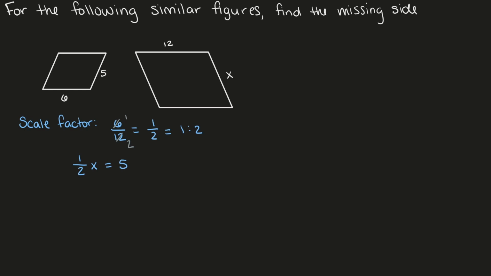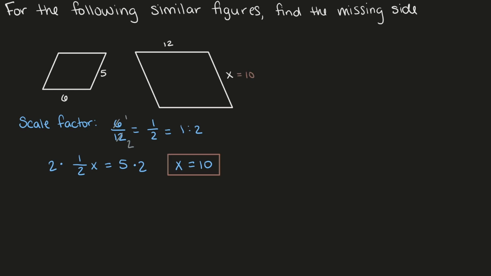So now in order to figure out what x is, we're just going to solve for x by multiplying by 2 on both sides. We get x is equal to 10. So we know that our missing side is 10.